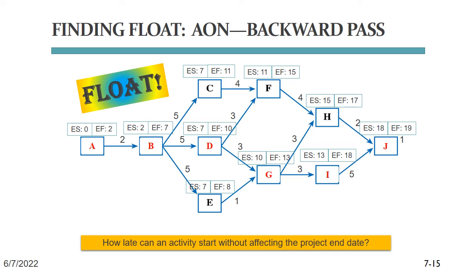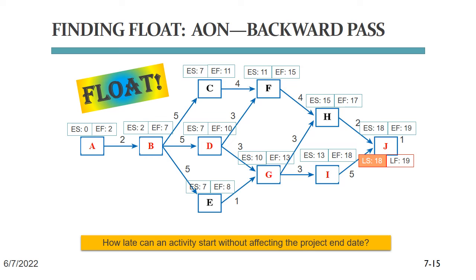Going backwards then, we start from our last task J. The finish date for our project is day 19. So we take that early finish date as the late finish date and reverse our math. J takes 1 day, so 19 minus 1 is 18. Day 18 is the latest possible start date for task J.